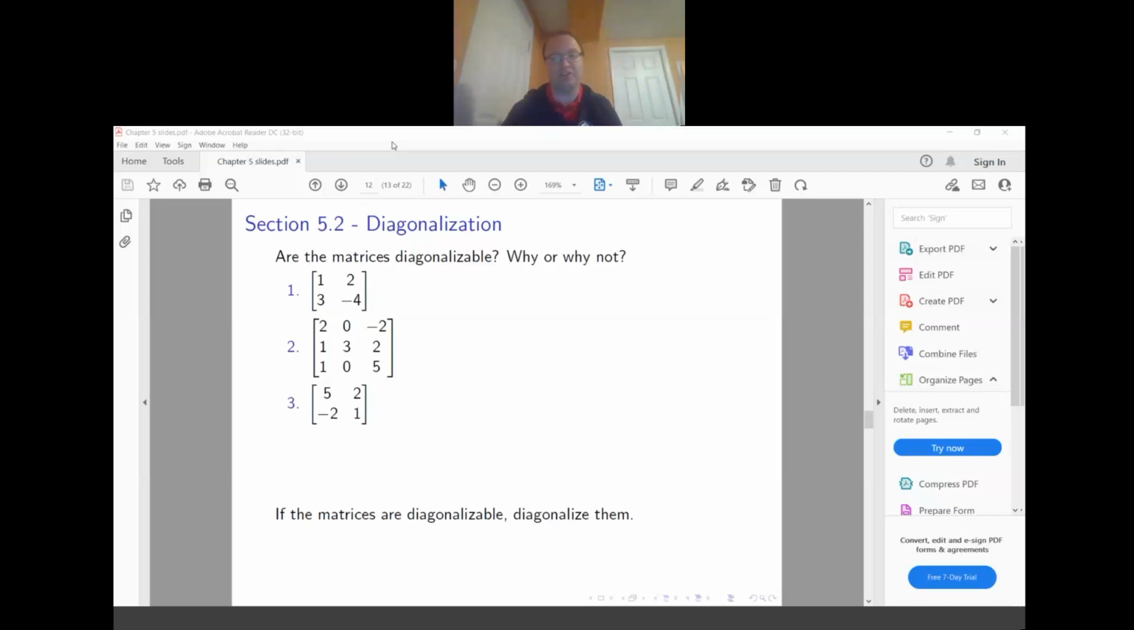Beautiful. All right. Questions 1 and 2, we finished on Tuesday. So I'm going to give you a few minutes to give question number 3 a try, to see if you can figure out how to diagonalize that 2x2 matrix: 5, 2, negative 2, 1.